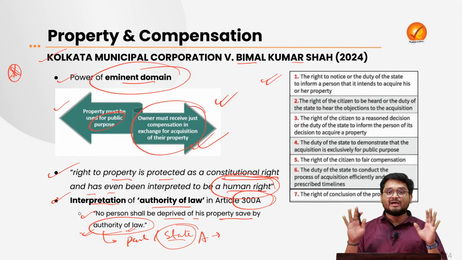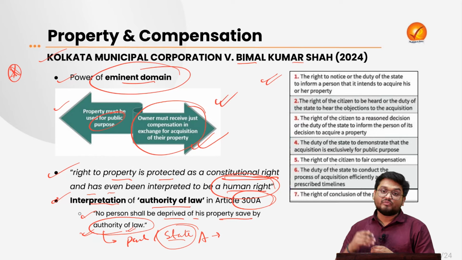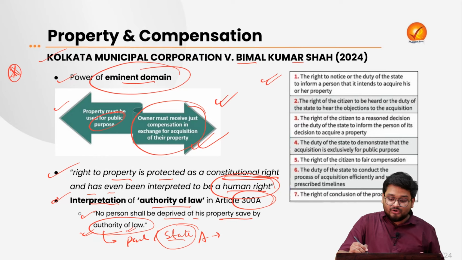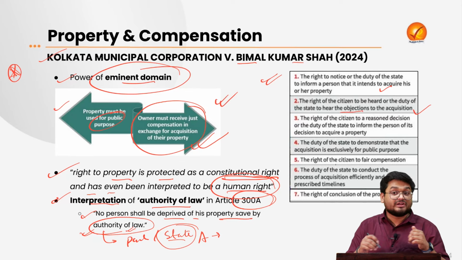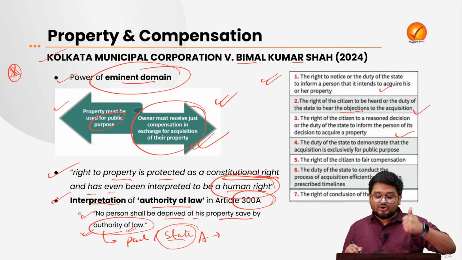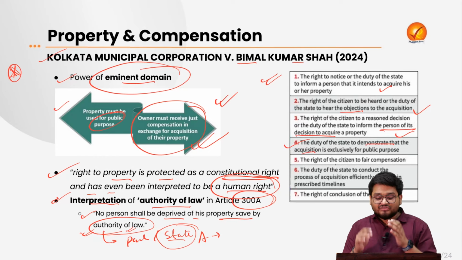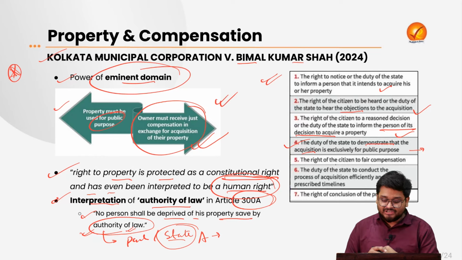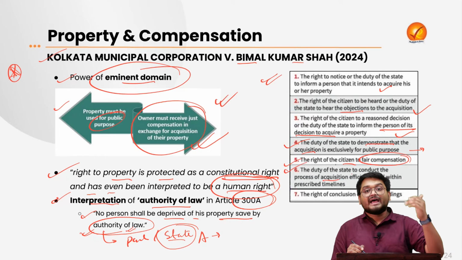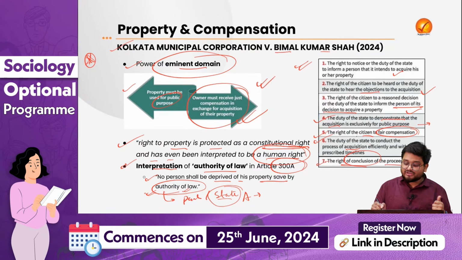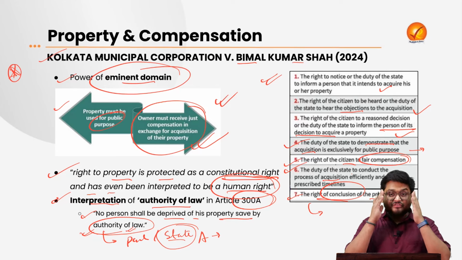And also the Supreme Court gave these seven principles, or seven guidelines, for various aspects of land acquisition by the state or by the government when it comes to private land. So it is the right to notice, or the duty of the state to inform a person that the land will be acquired; the right of the citizen to be heard, or the duty of the state to hear the objections of the citizens; the right of the citizen to a reasoned decision, or the duty of the state to inform the person of its decision to acquire a property; then the duty of the state to determine that the acquisition is exclusively for public purposes, not for private purposes later; the right of the citizens to have fair compensation; and the duty of the state to conduct the process of acquisition efficiently and within the prescribed timelines. And finally, there must be a right of conclusion of the proceedings too. The citizens cannot be left forever in the annals of this acquisition aspect here. So this is a very, very important Supreme Court case.